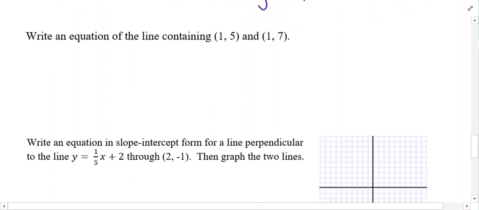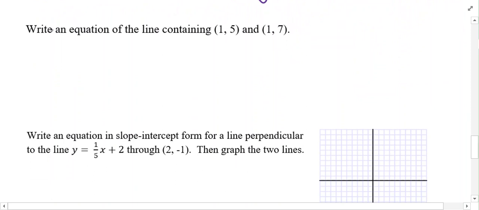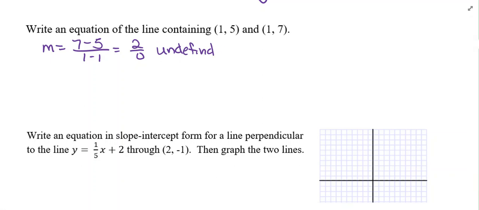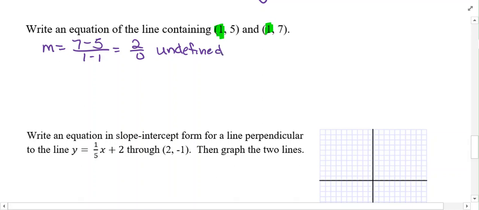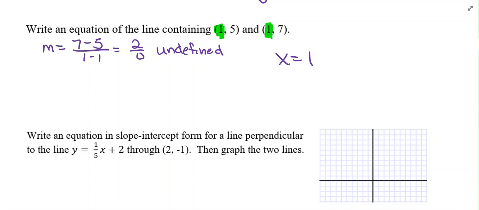The next one is write an equation of the line containing (1, 5) and (1, 7). First thing we're going to do is to find the slope. You can't divide by 0, so it's undefined. Once you find that the slope is undefined, go back up and look at your equation and see what the x is. And your equation would be x equals 1. Every point on that line would have the value x equals 1, and the y values would all be different.